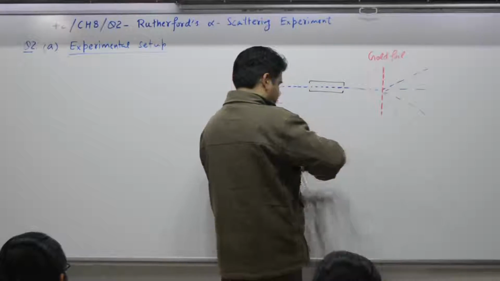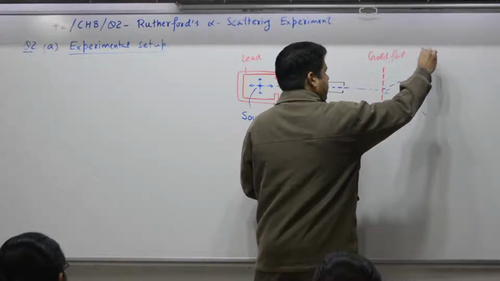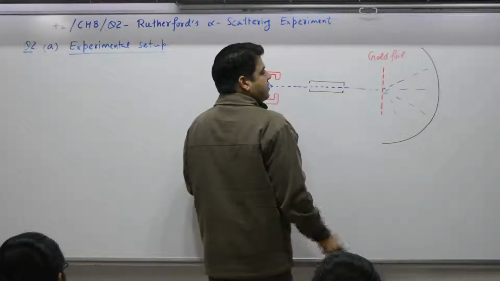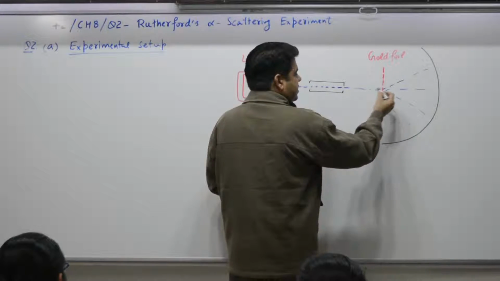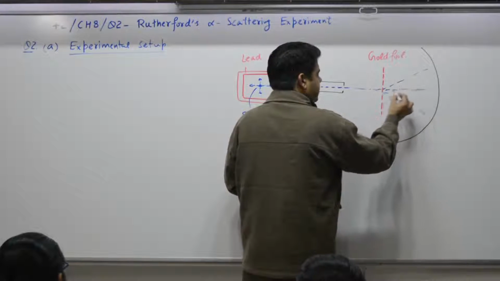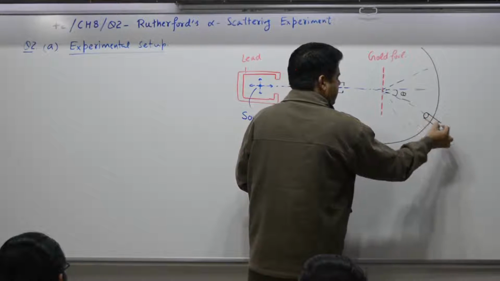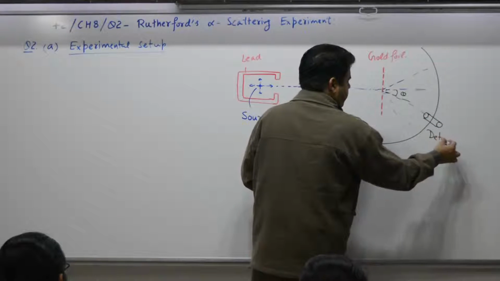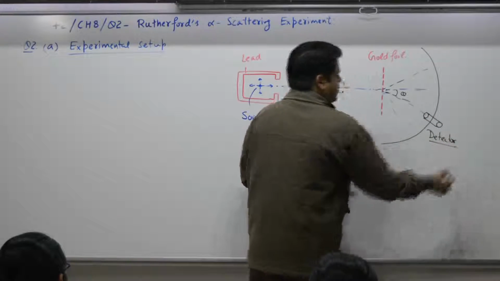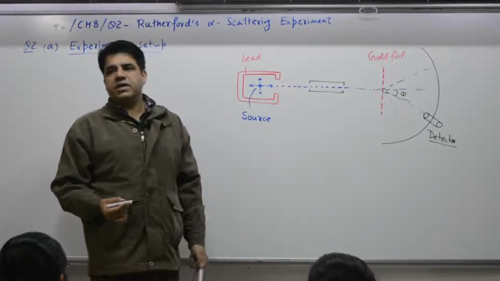So you make use of what? A detector. And you can detect at any angle, say theta. You can place a detector and detect the number of alpha particles at any point.